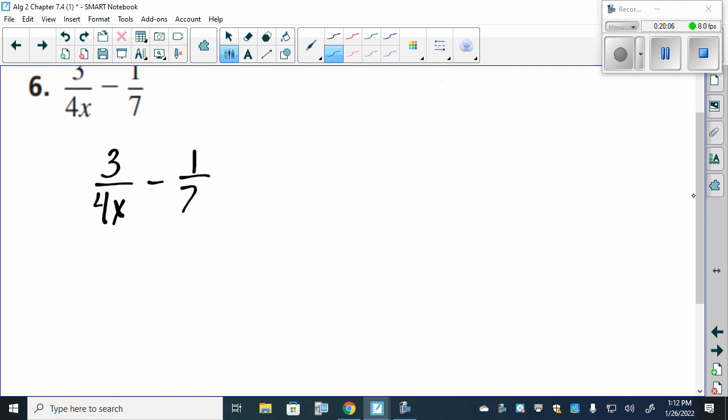We have 2 left. Now, we still want to get these denominators to be the same. So we're still going to multiply both by something to get the denominators to be the exact same. All right. Times 7 over 7.